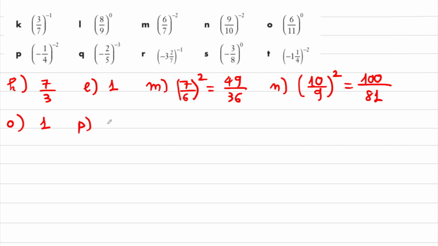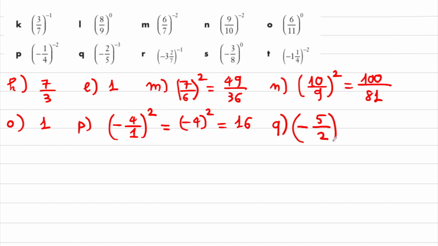About P, we have a problem. Minus 4 over 1 like this, and then you will have square here. Minus 4 divided by 1 equal to minus 4 square. It means 16. So question Q, minus 5 over 2, and then the power will be 3. So I can write it out like minus 5, 3 outside, 2 cube like this one, minus 125 divided by 8 here.